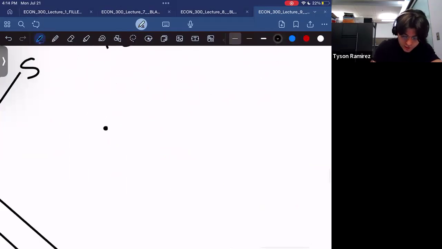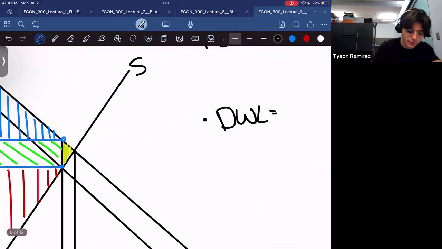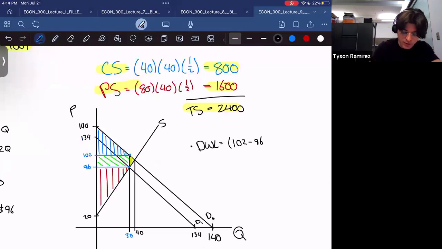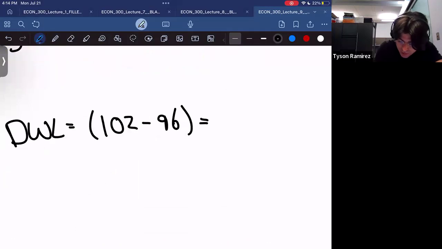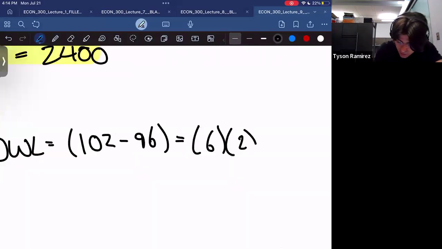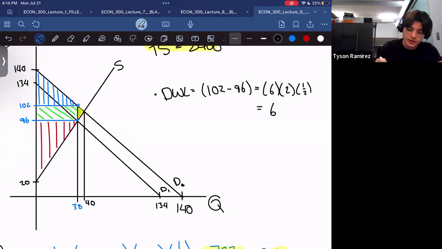if I could edit the video, I would, but it's kind of difficult, so I'm not going to. But just know the deadweight loss, if we do just the area of the triangle, we know that that is 102 minus 96, right? It's actually that one dimension is the amount of the sales tax, which is equal to 6. And then what's this dimension? 40 minus 38 is 2. And then times 1/2. So the deadweight loss is 6.